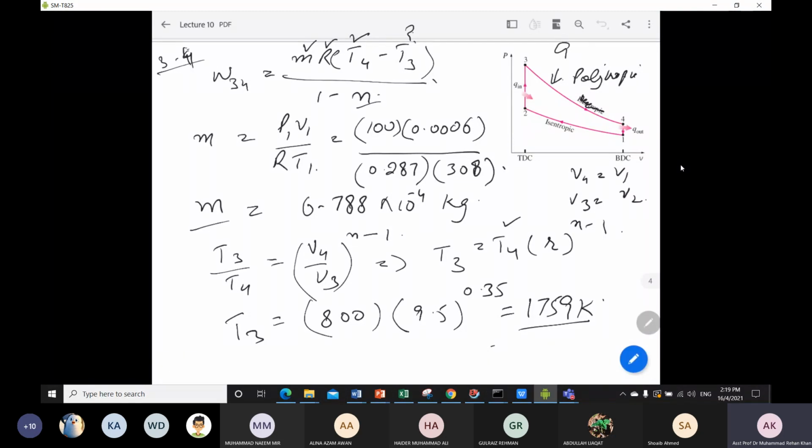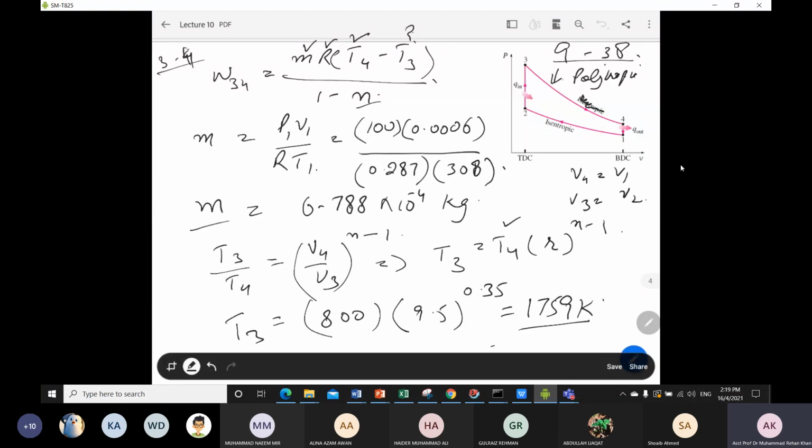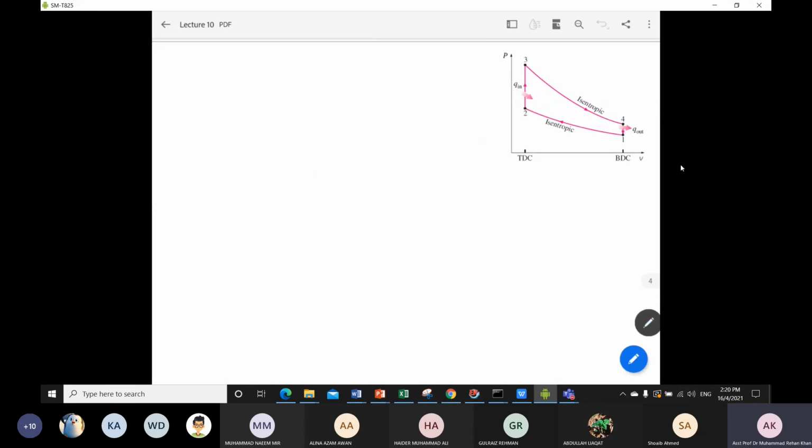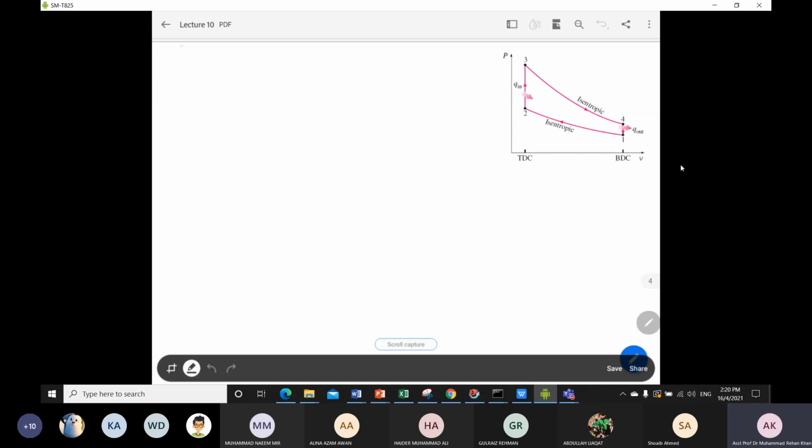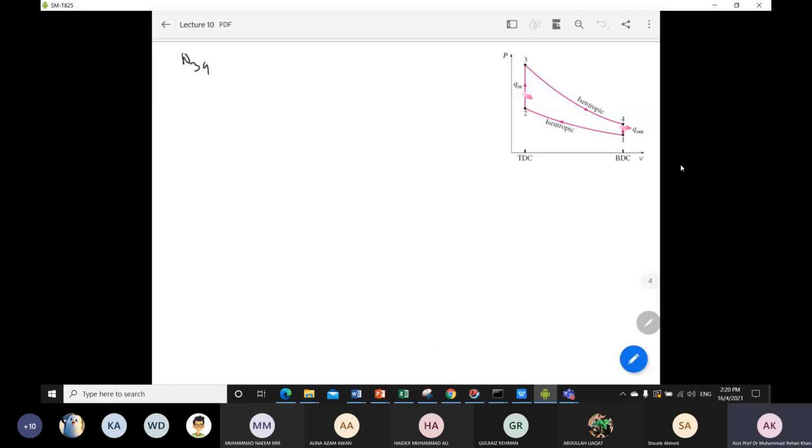And this problem is problem 9-38 from your book. So you have to correlate with your problem statement from the book as well. Now coming towards your boundary work, which is your W34.